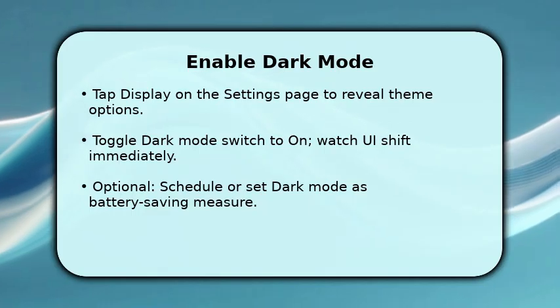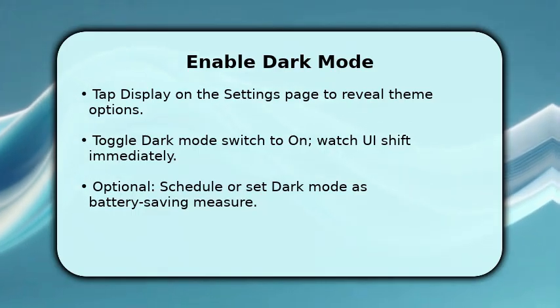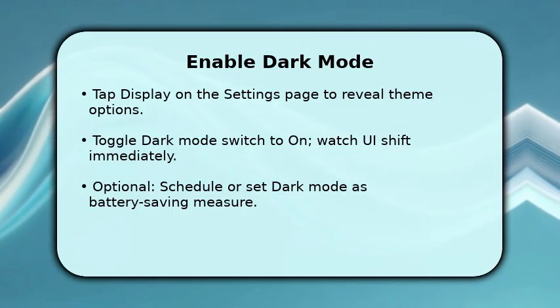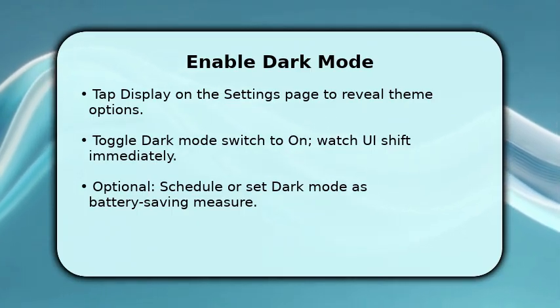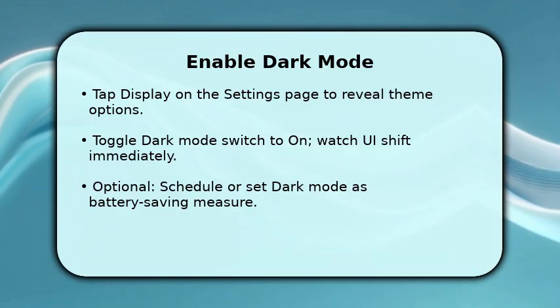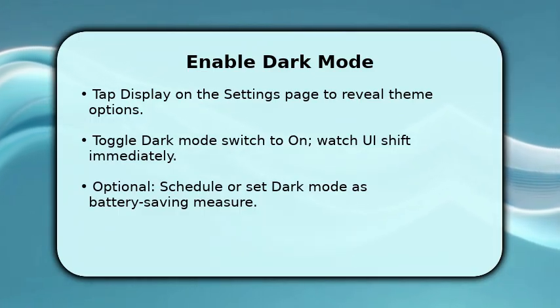Flip the Dark Mode switch to On and watch the system UI transition. It applies to quick settings, supported apps, and system menus. Once done, check Quick Settings to confirm the tile reflects Dark Mode.